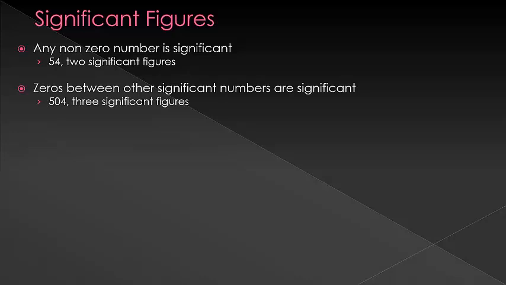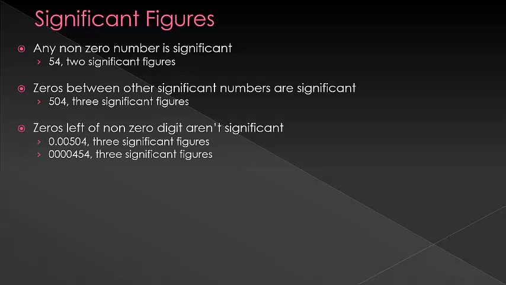So for here, we have 504. We have three significant figures. Now things start getting a bit more complicated. Zeros left of a non-zero digit aren't significant. So what does that mean? The second example here is a little convoluted. It is an example of this situation, however, it isn't one that we see very often. The far more common example is this first one listed, 0.00504. Now we have these two zeros right here that are not significant. Here we have 504, three significant figures.